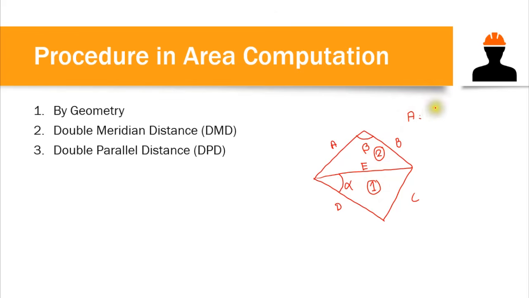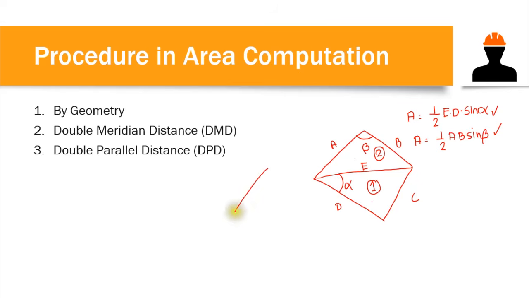We have the area is equal to 1/2, let's say this is for this triangle, side E times side D times the sine of the angle in between, that is sine alpha. Now for this triangle, we come up with this equation: A is equal to 1/2 A times B times sine of beta. So this is the most commonly used method in computing for the lot area.